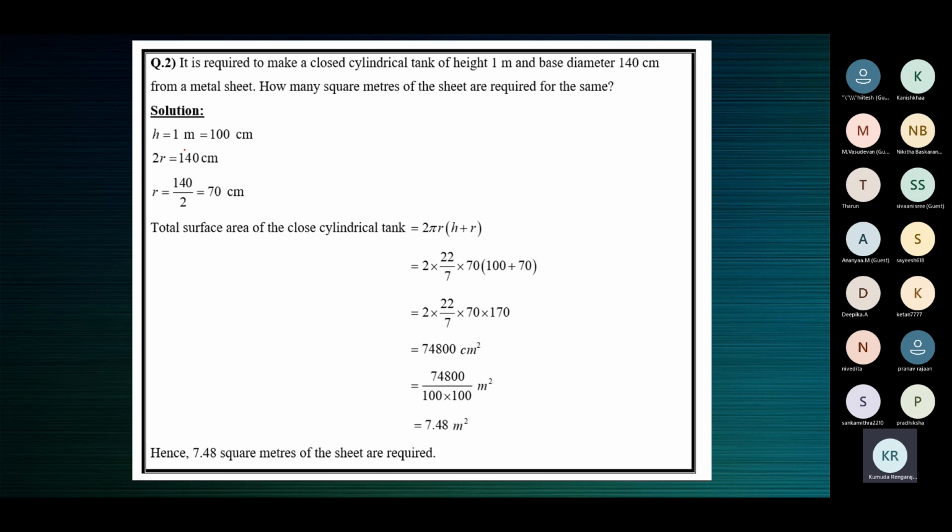I hope the question is clear. The question has to be clear. Only if the question is clear, the answer will be understood clearly. Write down the answer.